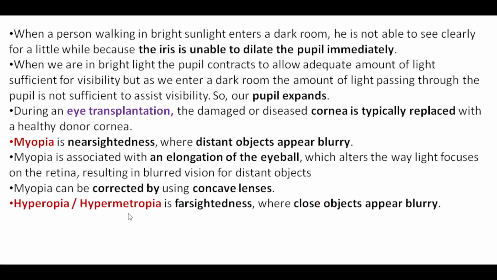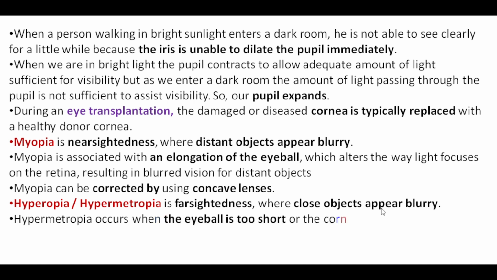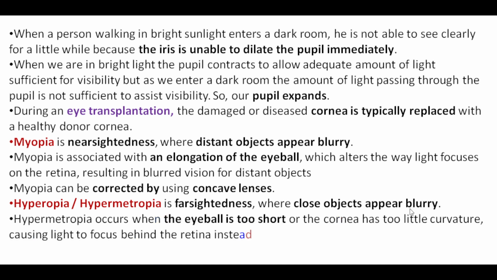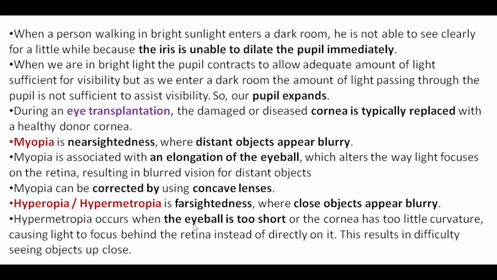Hyperopia, hypermetropia, जिसे हम far sightedness बोलते हैं या long sightedness भी बोलते हैं, where close objects appear blurry. जो पास वाली जो चीज़ें हैं, पास वाले जो objects हैं, वो हमें धुंधला नजर आता है. Hypermetropia or long sightedness occurs when the eyeball is too short. ठीक है. Or the cornea has little curvature, causing light to focus behind the retina instead of directly on it. This results in difficulty seeing objects up close.